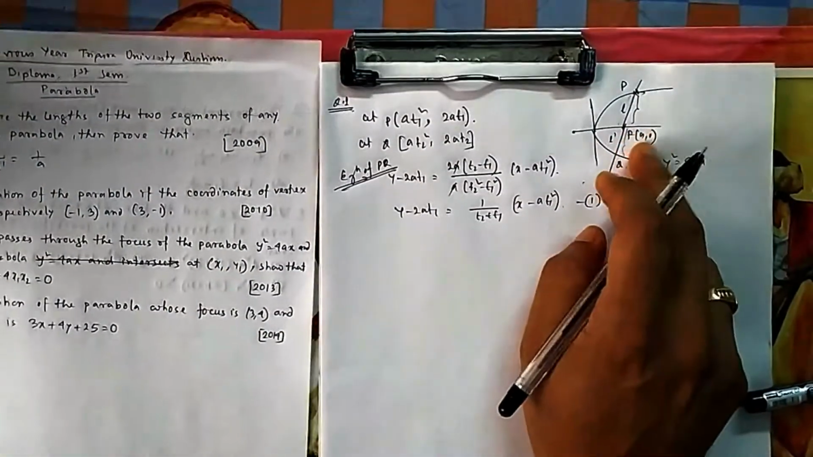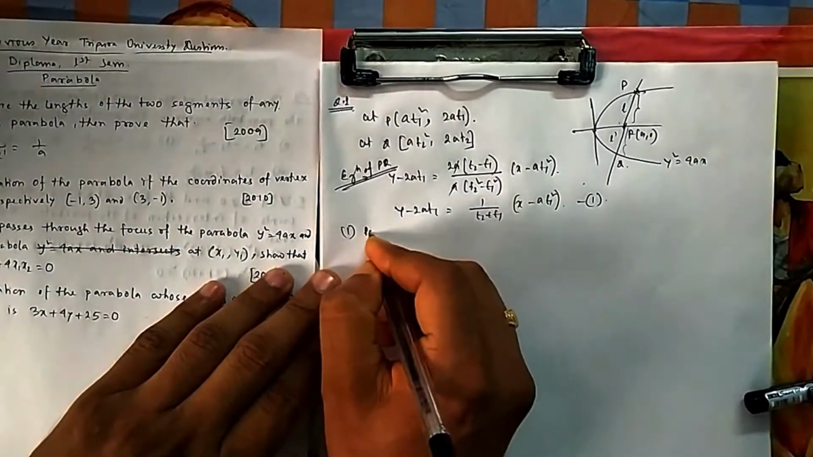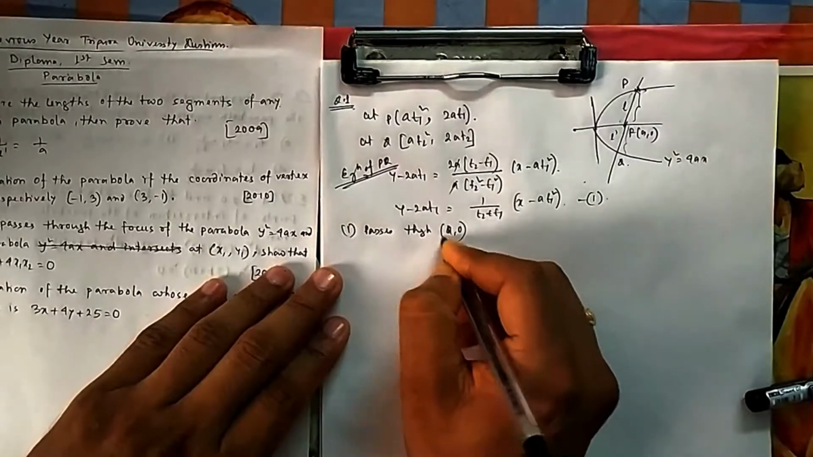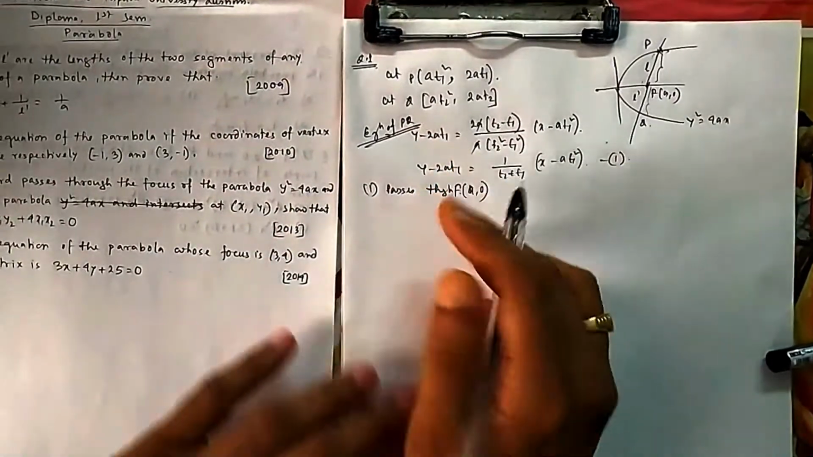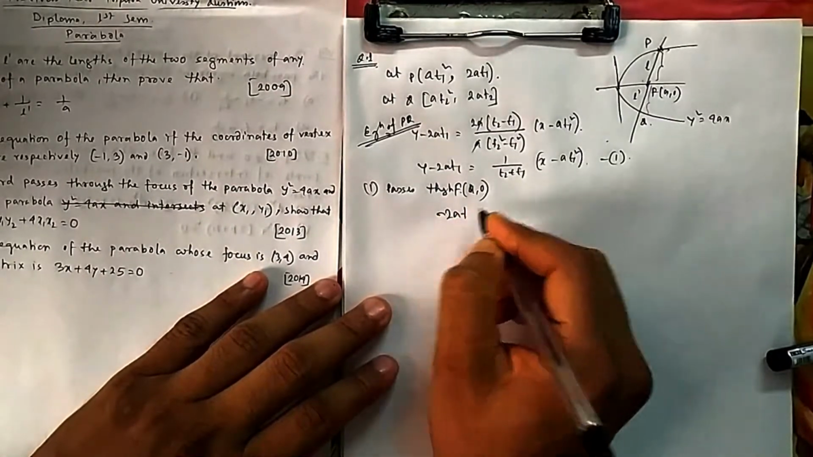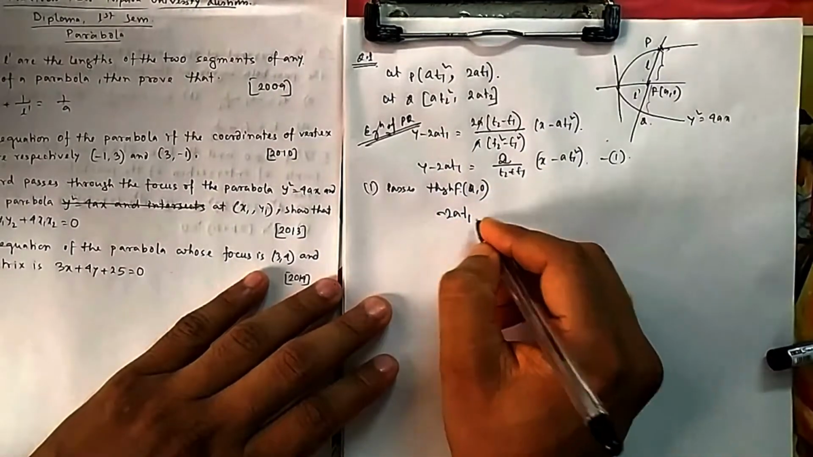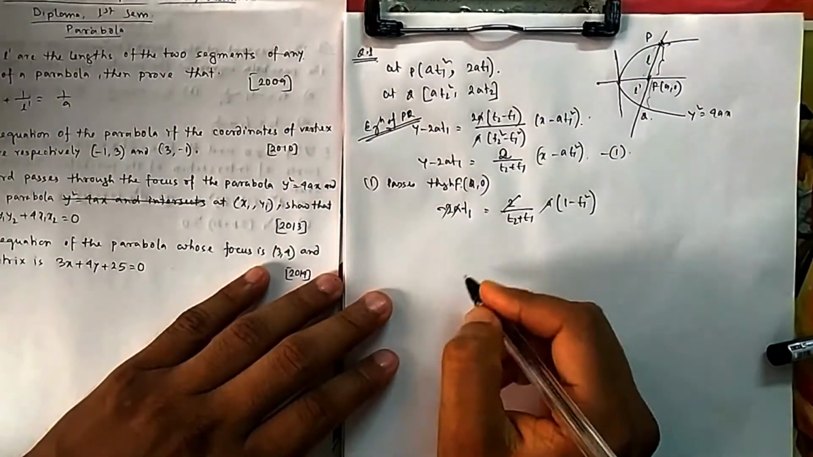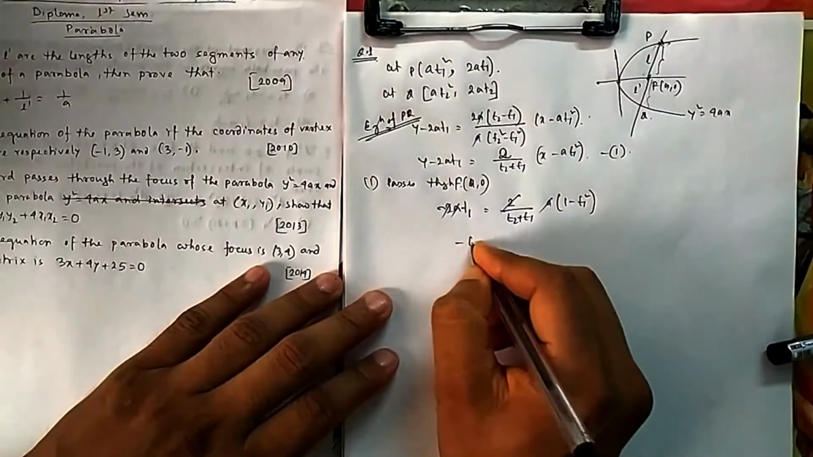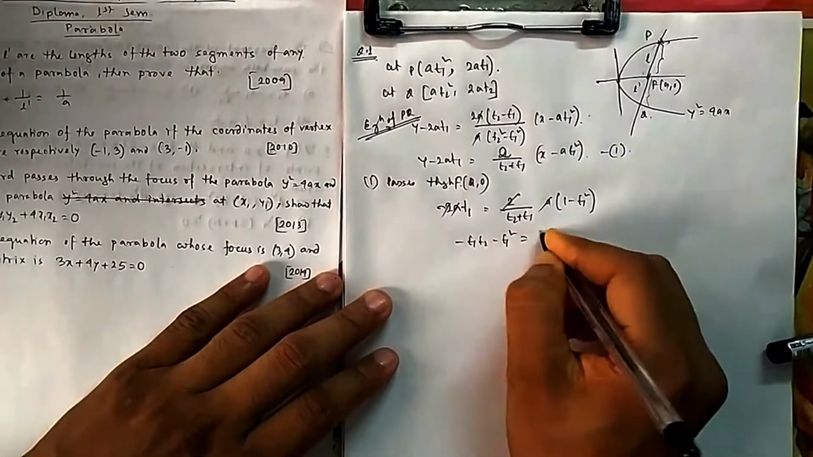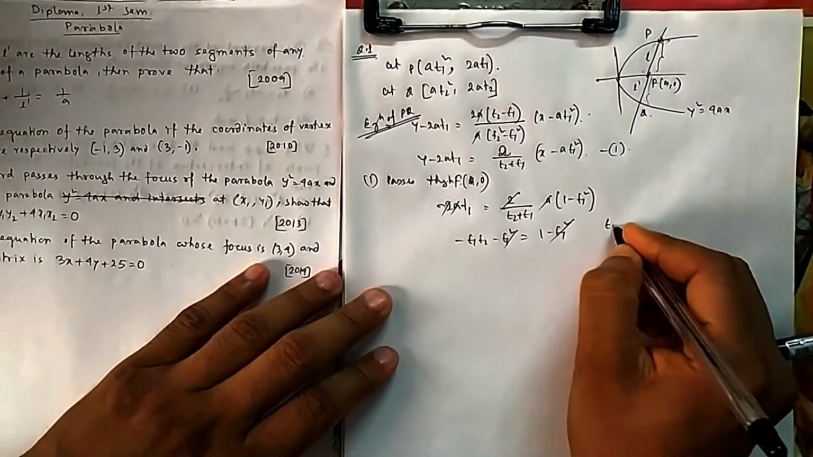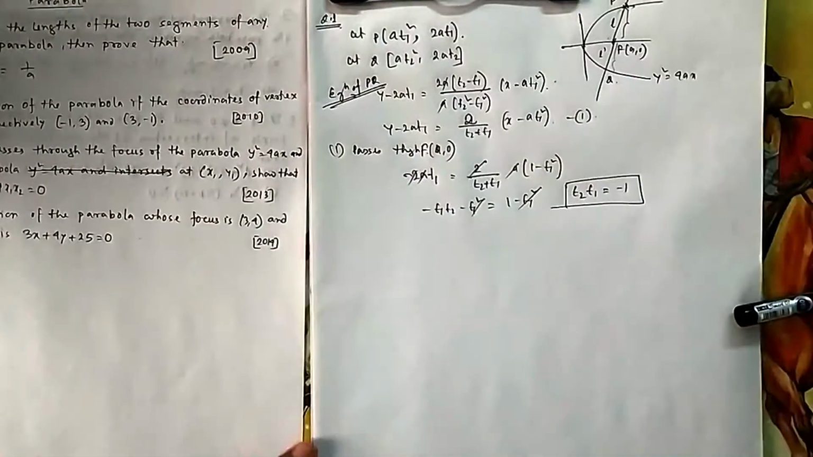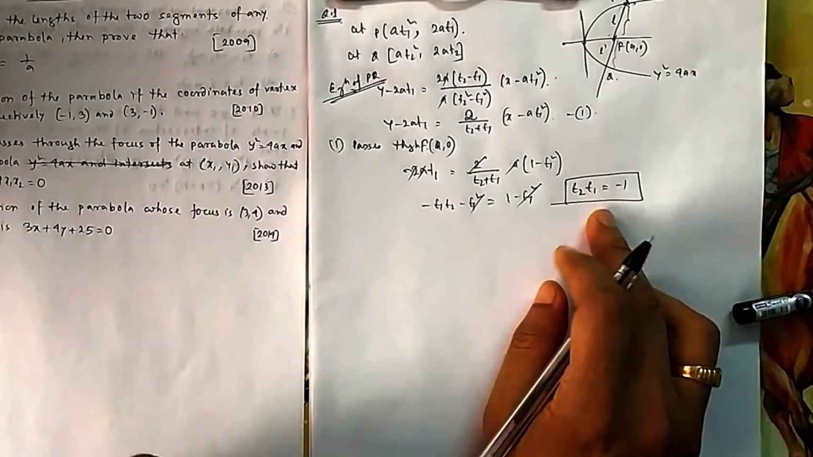Now this line has to pass through the focus F, that is (a, 0). So equation 1 passes through (a, 0). If you put (a, 0), it should satisfy. So you will get, 2a gets cancelled, minus t1 (t2 minus t1) square equals 1 minus t1 square, which gets cancelled. So we have proved that t1 t2 is equal to -1. This condition we can directly apply for JEE because we know this one.